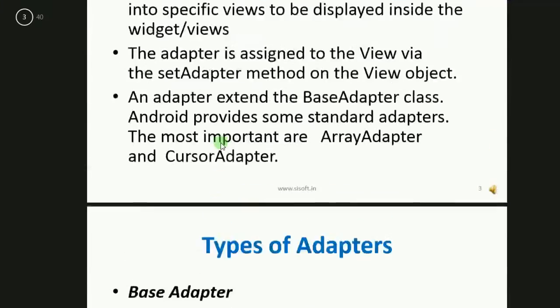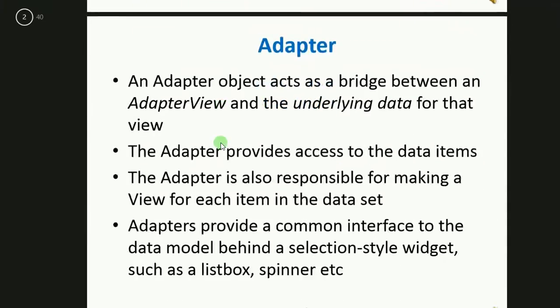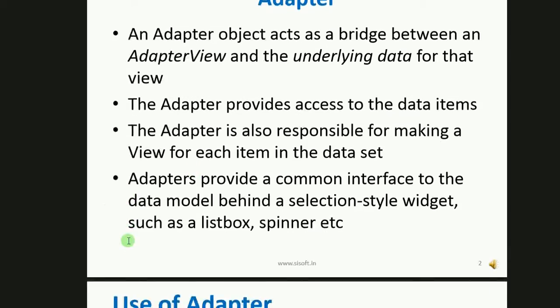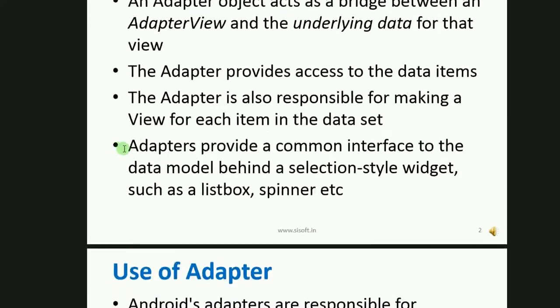Like you have this definition here. An adapter object acts as a bridge between adapter view and underlying data for that view. The adapter provides access to the data items. The adapter is also responsible for making a view for each item in the data set. And adapters provide a common interface to the data model behind a selection style widget such as list box or spinner. So it basically also acts as a common interface to the data model behind and the kind of view that you want to have for that data to be shown.